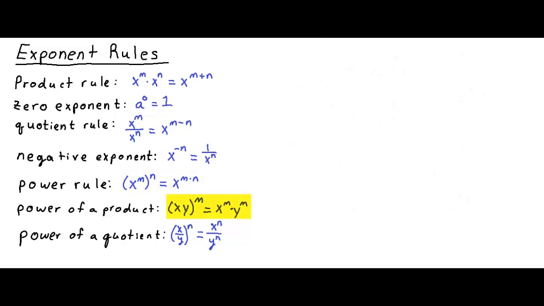All right, the next one we're going to look at is the power of a product rule. So again, let's look at a simple one first. If we have 2x squared, all that basically says is that we're multiplying 2x by itself. And we can think of this as combining like terms. 2 times 2 is 4. x times x, x squared.